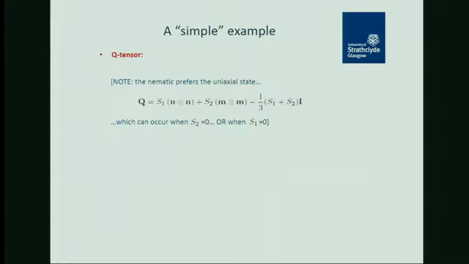Okay, so a Q-tensor. What happens with a Q-tensor? One thing to note quickly is that the uniaxial state, the preferred state of my liquid crystal, can occur when either S2 is 0, or S1 is 0. Both of those are possible.